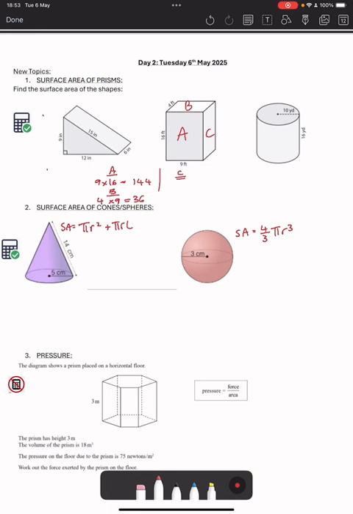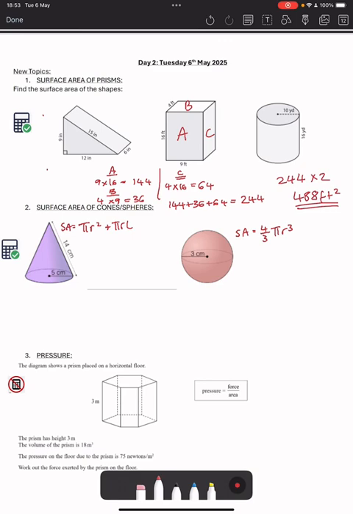And then we'll do C, which will be 4 times 16, which will give me 64. Then if we add those up, 144 plus 36 plus 64 to get 244. Because they've got an identical face, each of them, if we do that times by 2, we'll get 488 feet squared.